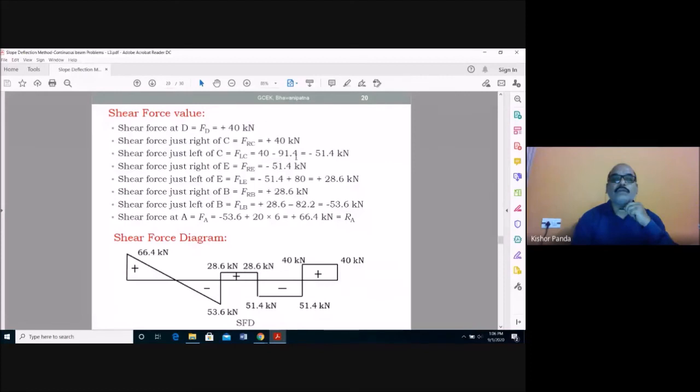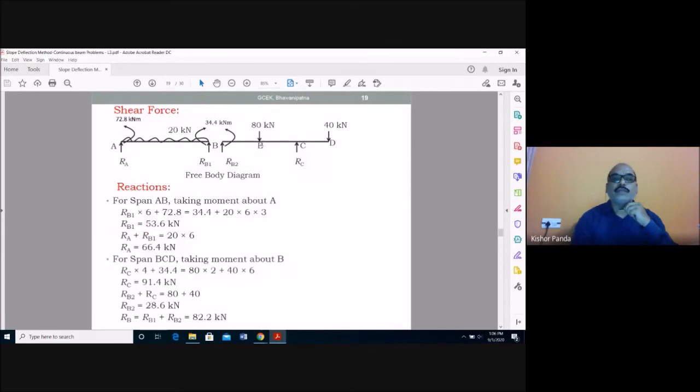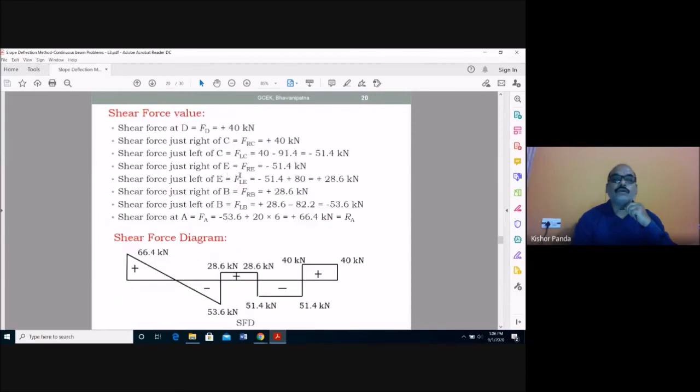So 40 minus 91.4 is equal to minus 51.4 kilonewton, left of C. Then you have to find out the shear force just right of E. Here there is no load, so the shear force remains constant. The shear force just right of E is the same value that you got left of C, minus 51.4 kilonewton.